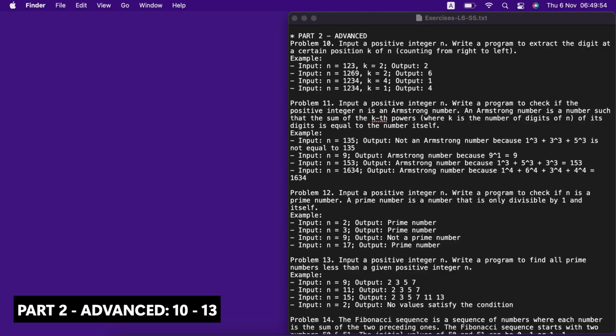Problem 12. Input a positive integer n. Write a program to check if n is a prime number. A prime number is a number that is only divisible by 1 and itself. Problem 13. Input a positive integer n. Write a program to find all prime numbers less than a given positive integer n.